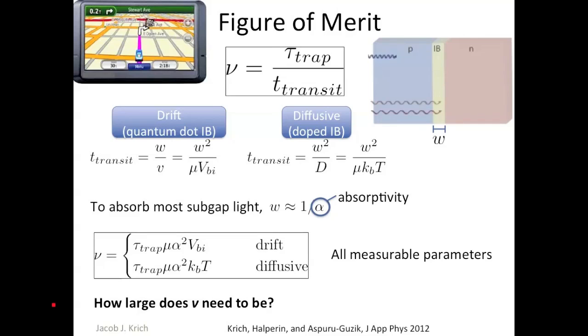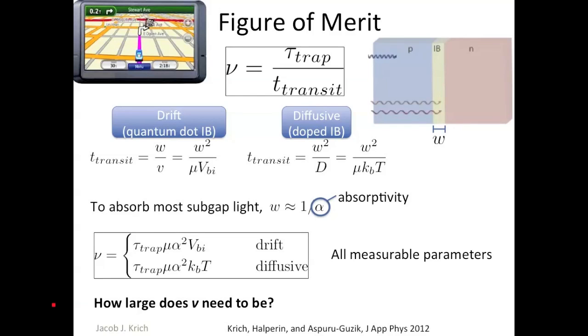Now, if it's diffusive, for example, the doped intermediate band models, then we always have our transit time going like the distance squared divided by some diffusion constant. And we can relate the diffusion constant to the mobility using an Einstein relationship. So in both cases, we end up with this relationship where the transit time goes like the width of that little layer squared.